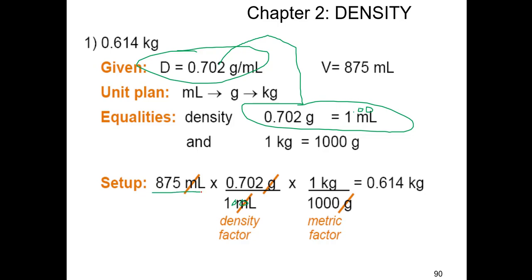So the starting value is 875 mils. We put the density as conversion factor front. Please keep in mind though, maybe if we started off with liters, we'd have to do an additional conversion from liters to mils. But in this case, we just start off in mils. And then we go to grams, using the density as a conversion factor. And then from grams, we go to kilograms. And then here's our final answer.